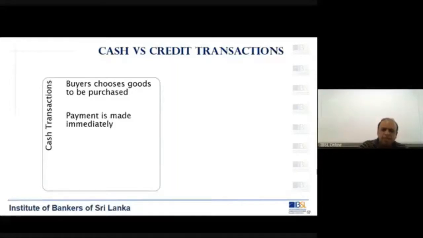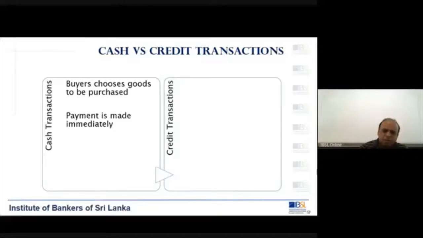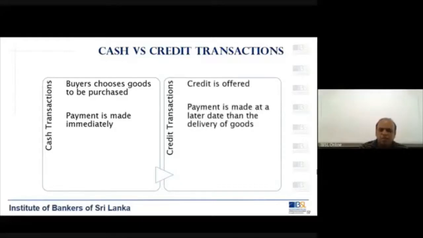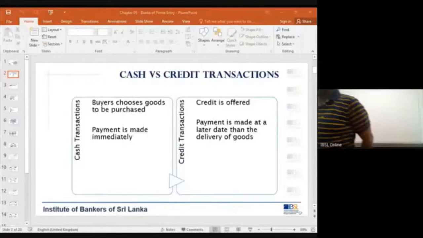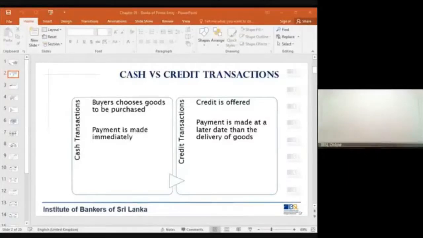Similarly, there are something called credit transactions. So what happens in a credit transaction is that credit is offered and the payment is made at a later date than the delivery of goods. So I would like to make use of the board at this point in time, and I hope you will see the board. Now let's take this example.